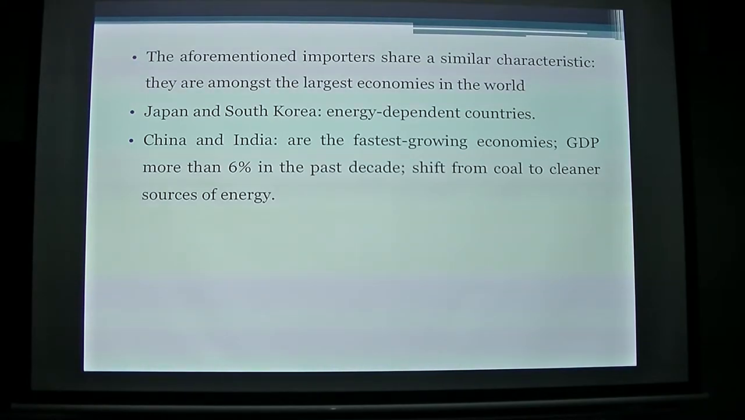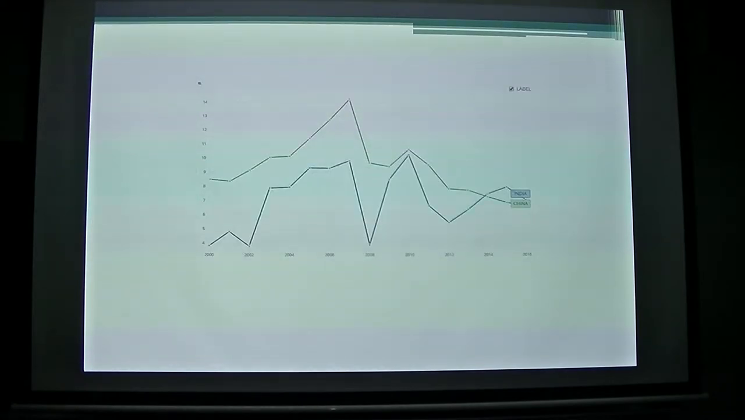Also, China is targeting to use gas for 10% of its energy needs by 2020. By 2030, they hope to use gas for 15% of its energy needs. It's just a mention of economic growth in India and China, so I won't be talking much.